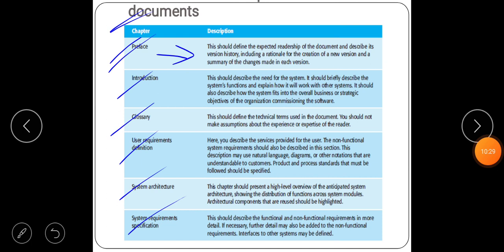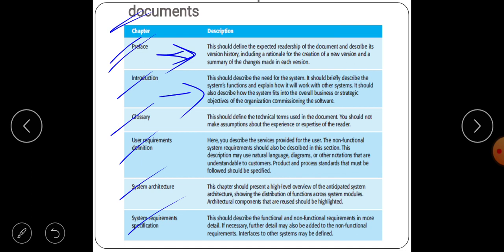In the preface only, what is the history? It means the preface contains the history of the version. What is the next version? What are the changes made in the current version will be explained in the preface. Okay. Next, introduction. In the introduction, there is a description.